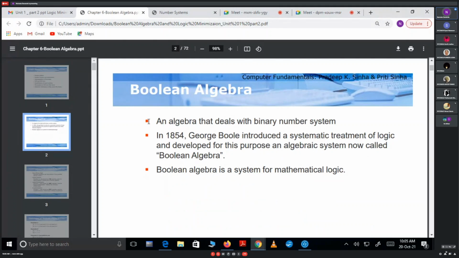So what is Boolean algebra? Boolean algebra is an algebra that deals with the binary number system. We have already started with the binary number system and seen the number system. In 1854, George Boole introduced a systematic treatment of logic and developed for this purpose an algebraic system, now called Boolean algebra. So Boolean algebra is a system for mathematical logic.